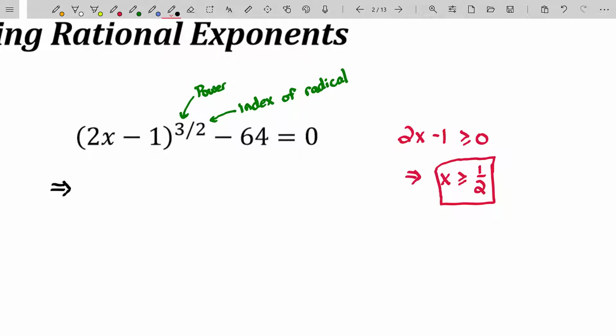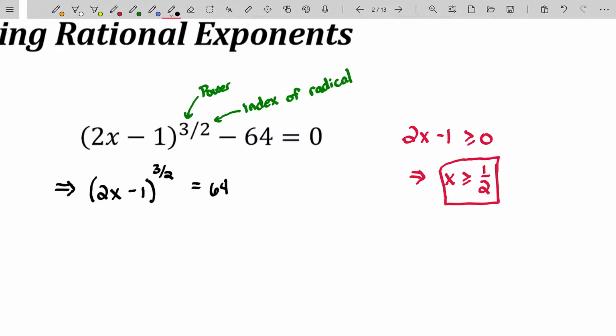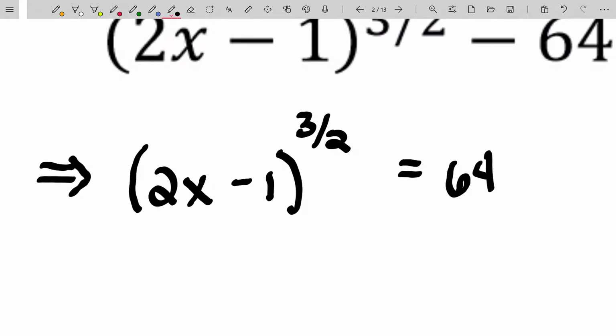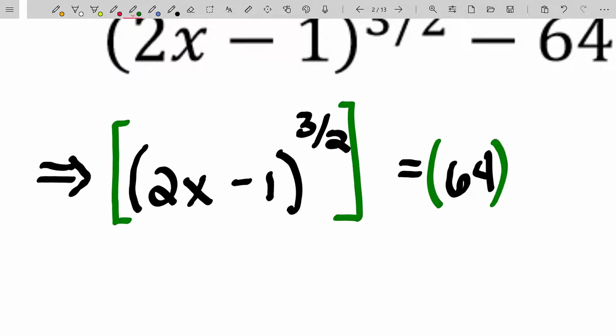The first thing I'm going to do is add that 64 to both sides. And now when you want to solve an equation involving rational exponents, you raise both sides to the reciprocal exponent power. That is, I will take the left and the right hand sides and raise both sides to the 2/3 power. If two quantities are equal, then powers of those quantities are also equal.